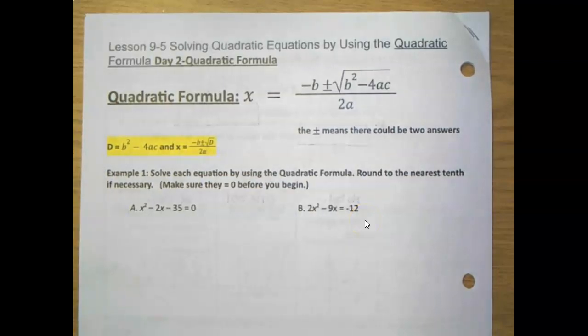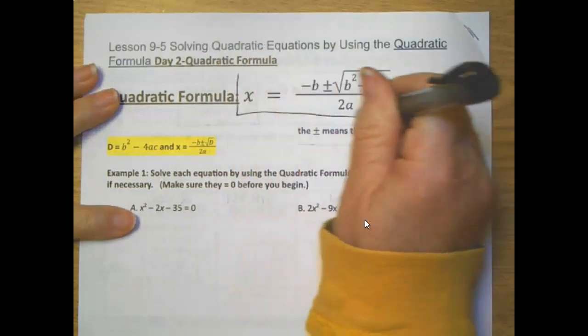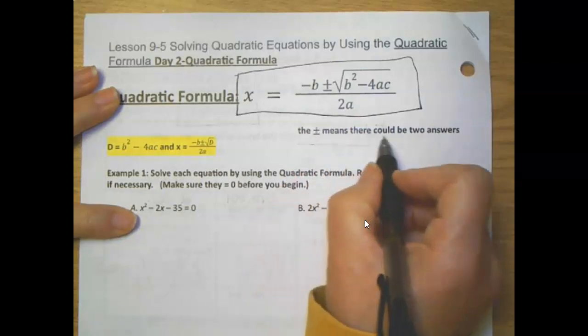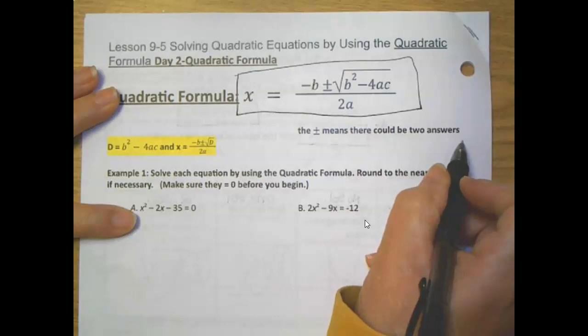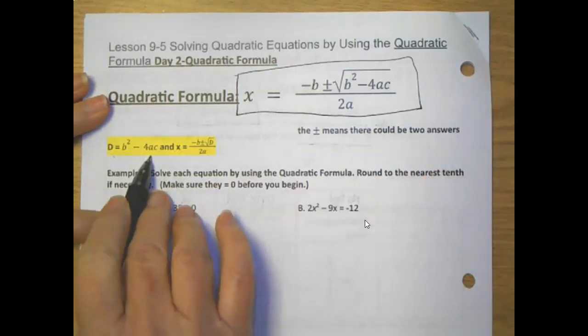Finally, our last lesson. This is like the granddaddy of them all. So this is the quadratic formula. This will be on your EOC, so when you see it, use it. It will find those solutions for you. Remember, the plus minus means there could be two answers. We've seen that before. Remember, this is the formula for the discriminant.